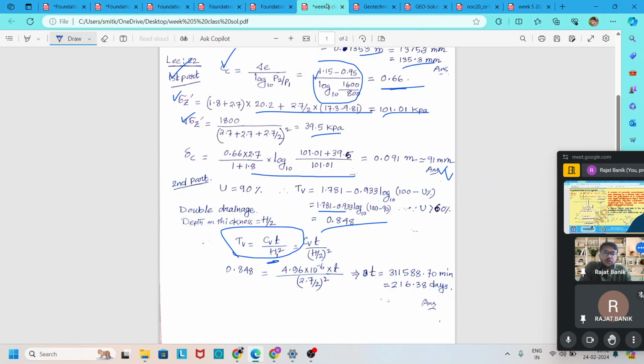So we put all this value here and get the time in minutes, because our coefficient of consolidation is given in meter square per minute. So it is coming in minutes. After that, you can convert it either in hours or days or years. So I am converting it in days. It is coming at 216.38 days.